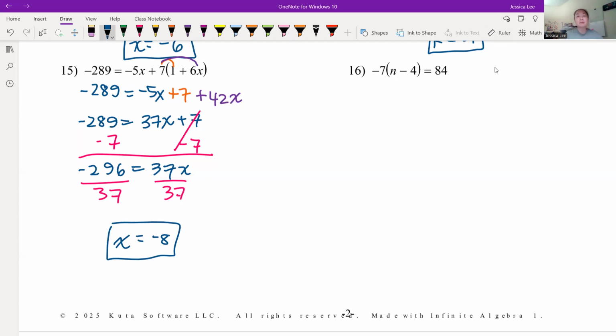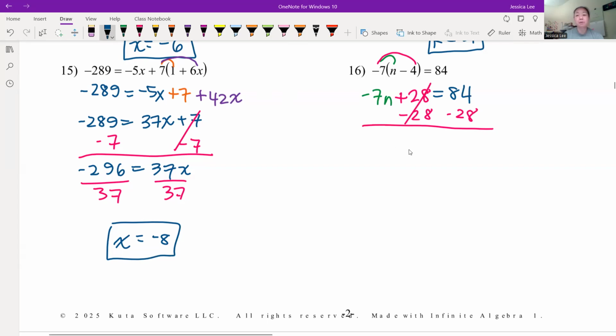All right, so number 16, we're doing the same thing. We got parentheses, so we're just going to distribute that guy out. So -7, I'm going to just change my color. So -7 times n is going to be -7n. And -7 times -4 is going to be positive or plus 28. And that equals 84. Okay. Again, if you wanted to divide that out first, I can show you how it works. Because I do know that 7 does go into 84. It can save you a step, but if you're not good with number sense, then you just go with your typical usual way.